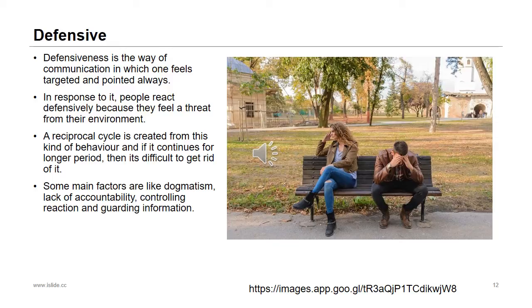And the next is controlling reaction and guarding information. It means that the persons have no control over their reaction, or whenever they hear something they react in a harsh or strong tone. And the other is guarding information. Whichever information one should have, they have to guard it properly. Otherwise, they can speak that information in front of anyone, which can cause harm to the feelings of others.